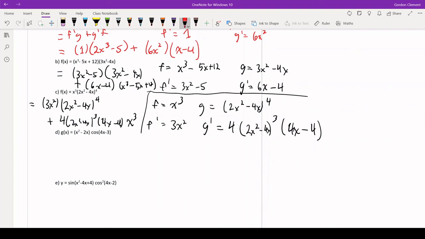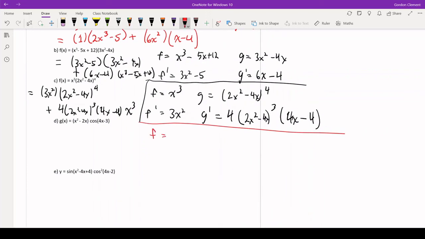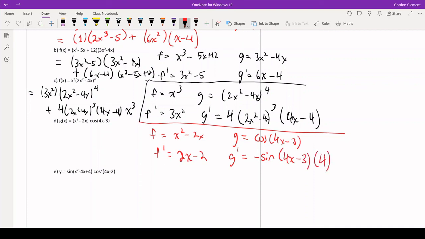I was going to switch colors back and forth so my examples don't bleed together, and I forgot to do that. Okay, next one. Your f is the x squared minus 2x, f prime 2x minus 2. Your g is the cos of 4x minus 3. Again, remembering the other video, derivative of cos is minus sine. Leave the inside in there, then multiply by the 4 after the fact.